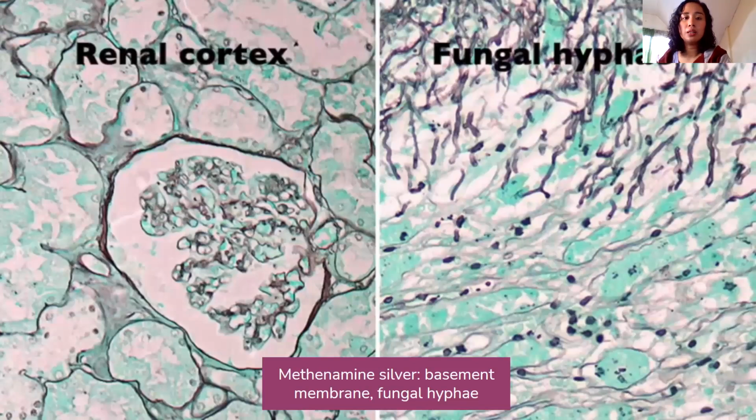And here, this is also metallic impregnation. However, they use methenamine silver. So they added color to the basement membrane, like a drop shadow on the basement membrane. And this one shows the dark-colored hyphae of fungi.